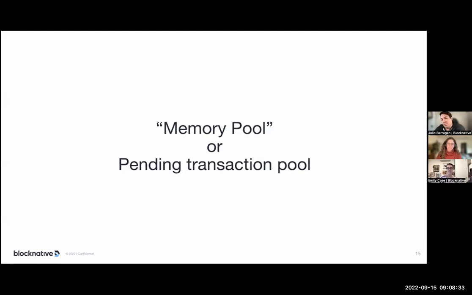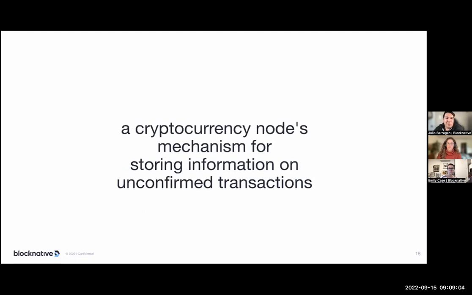So in this presentation, we will focus on Web3 and the Ethereum ecosystem. As such, I'd like to point out that Geth doesn't call it a mempool, it actually calls it a transaction pool. And then Open Ethereum calls it a transaction queue, if I'm not mistaken. But regardless of the name, it's a pool of transactions sitting in memory, waiting to be included in a block. You can kind of think of it as a waiting area or a waiting room for unconfirmed transactions. Here's a more formal definition for you if you want it: a cryptocurrency node's mechanism for storing information on unconfirmed transactions.